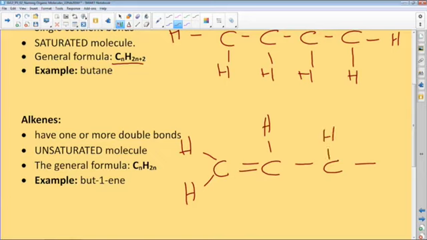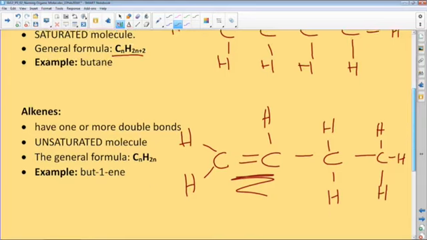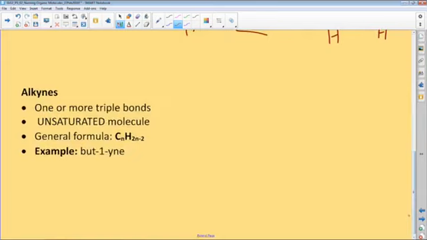I actually don't have enough carbons yet, so let's just put in the last one, which is shrunk a little bit, but that's okay. But-1-ene is unsaturated because of the double bond between the carbons, and the general formula is CnH2n, that means for every carbon I have twice as many hydrogens. These are still basic hydrocarbons, we haven't put anything exciting in them.